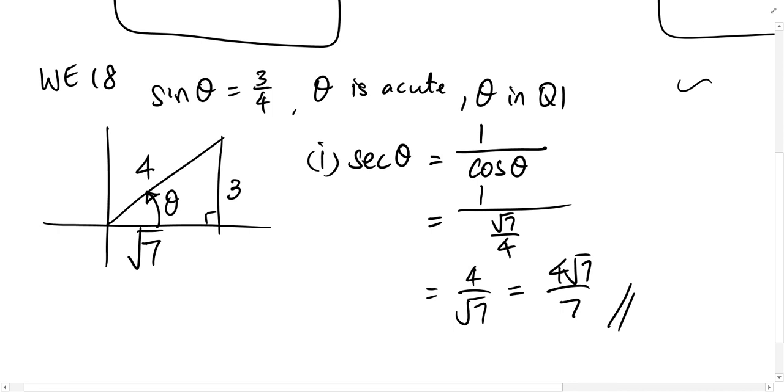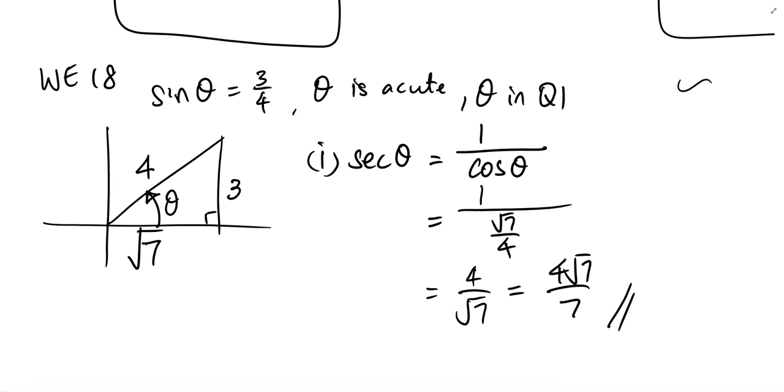What have we learned from this example? What is the new concept that we have learned? It's just the reciprocal. Secant theta is simply the reciprocal of cosine theta. Right?